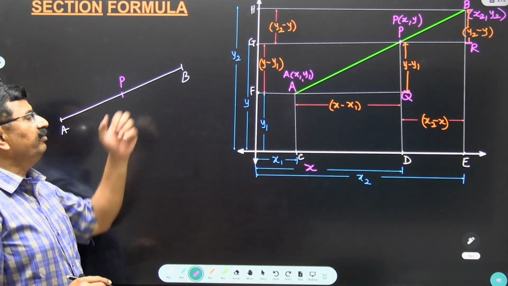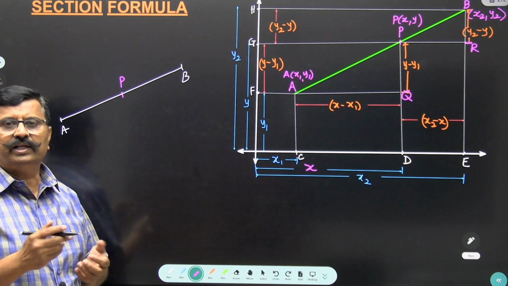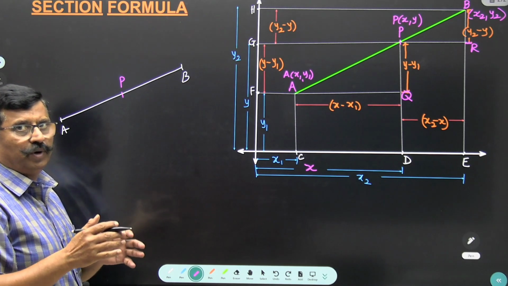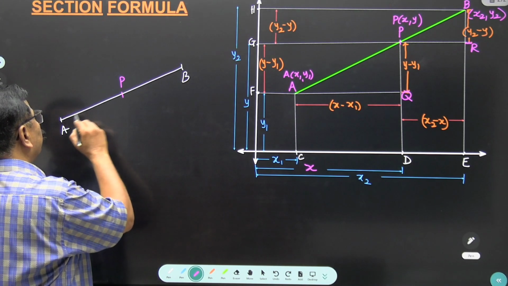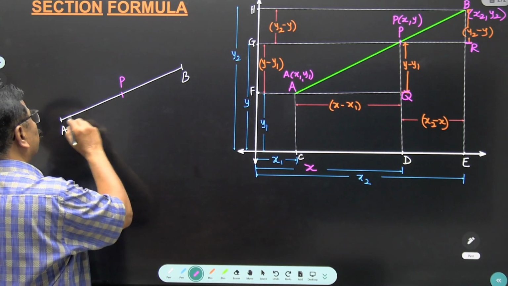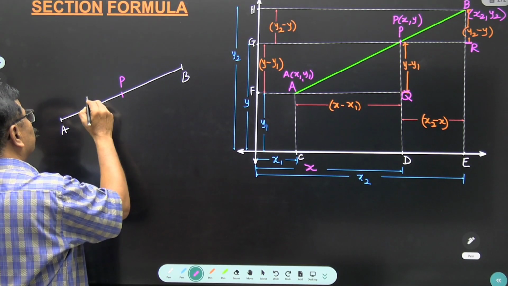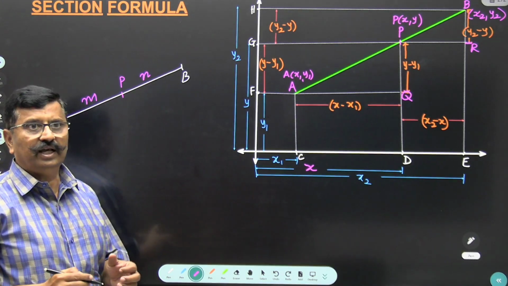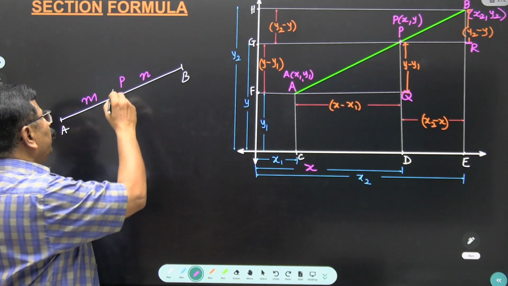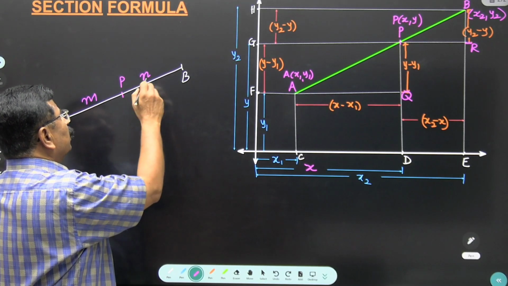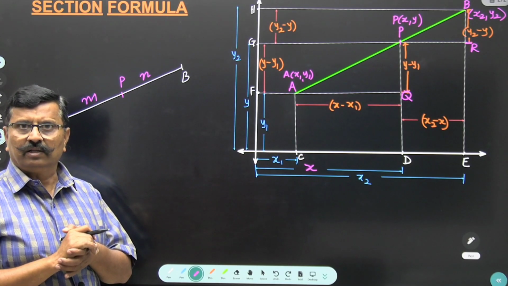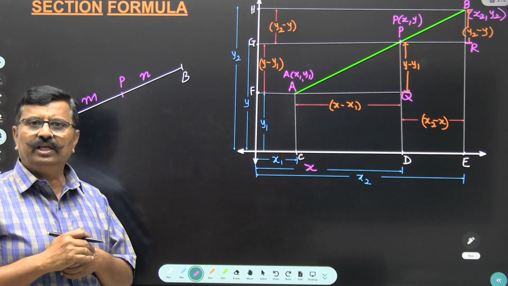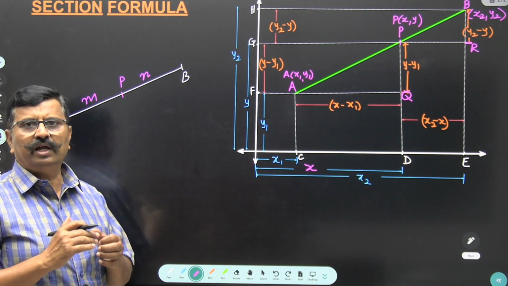When point P is in between point A and point B, then you call it internal division. Point P cuts segment AB into two parts, the length AP and the length PB. The length AP is taken as M and the length PB is taken as N. So we say that point P divides segment AB in the ratio M/N. Then how do we find the coordinates of this point P which divides segment AB internally in the ratio M/N?